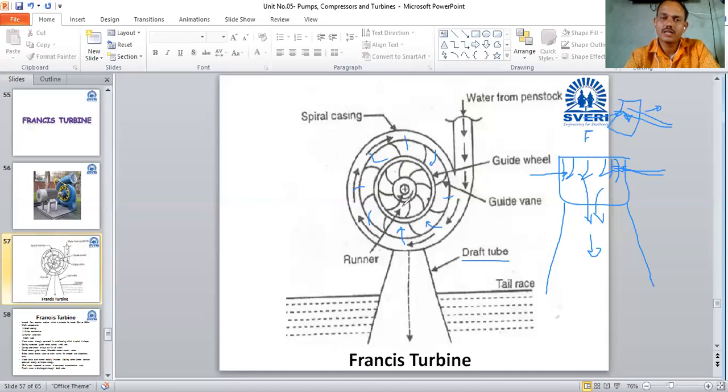when the runner starts moving, now we will see this one is the draft tube and tail race. Now we will see working. When water enters from the penstock, it moves around the guide vanes and enters equally from all the passages of guide vanes. Then it enters the runner radially.